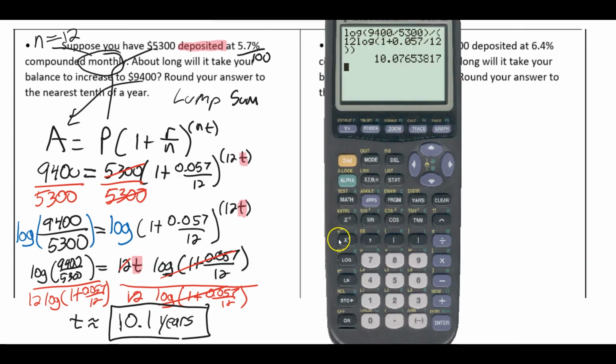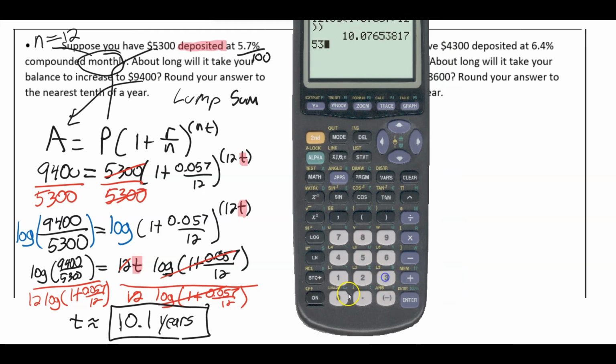Now we could check this. So if we take our 5,300 and multiply by 1 plus 0.057 divided by 12 to the exponent, I need parentheses. So this is the nt, so 12, and for t, use the 10.07. I'll actually use the answer button. So if we let $5,300 grow, compounded monthly, for that amount of time, it will grow to $9,400. And we have it correct.